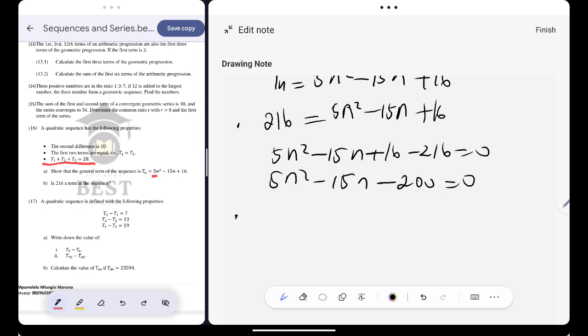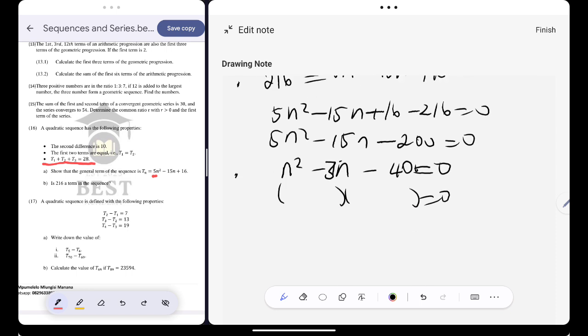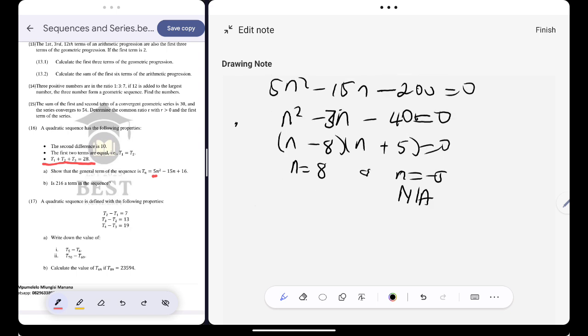Then I can divide everything by 5. I'll have n squared minus 3n minus 40 equal to 0. I want the factors of 40 that when I subtract will give me 3. Those factors are 8 and 5, minus and plus. That means n is 8 or n is negative 5. This one is not applicable. You can't have a negative number of terms. It simply means that the 8th term of this sequence will be 216.